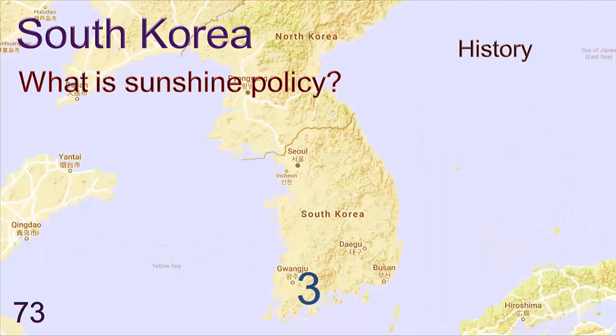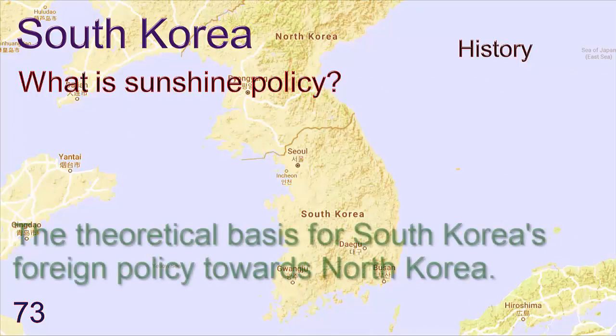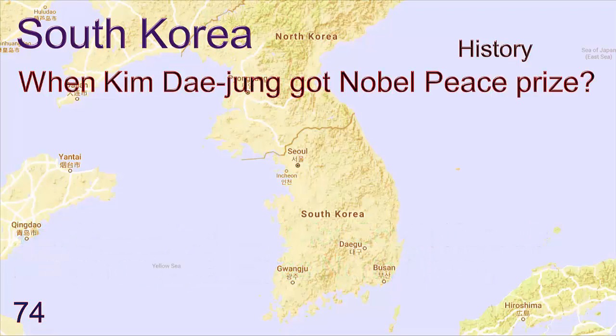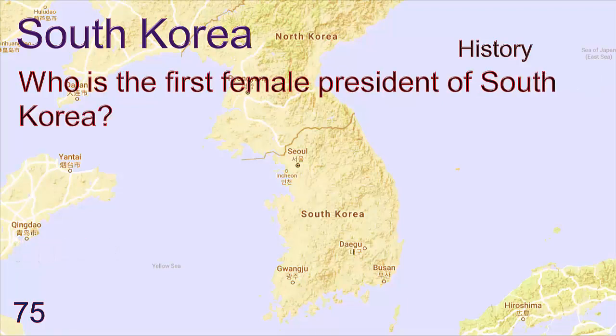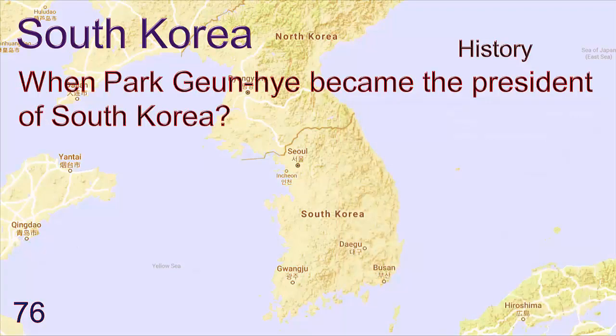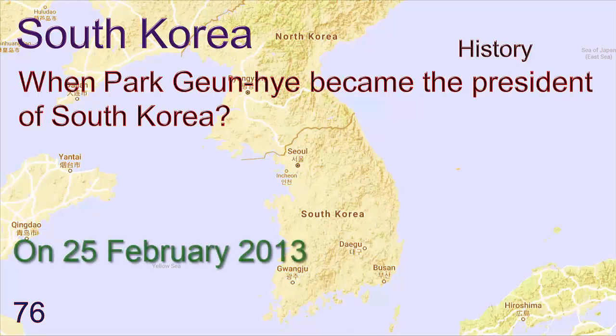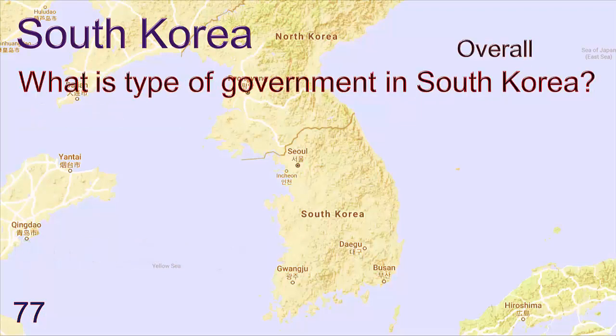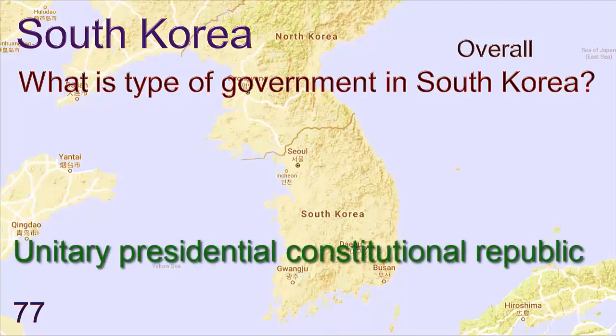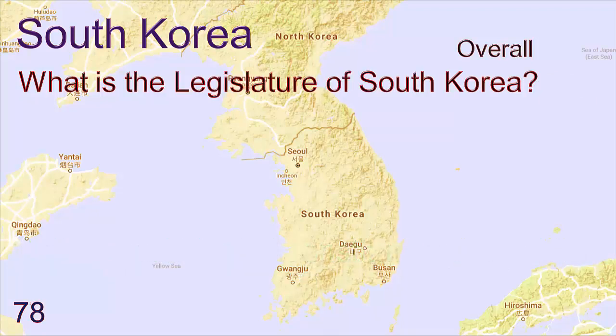What is the Sunshine Policy? The theoretical basis for South Korean foreign policy toward North Korea. When did Kim Dae-jung get the Nobel Peace Prize? In 2000. Who is the first female president of South Korea? Park Geun-hye. When did Park Geun-hye become the president of South Korea? On 25 February 2013.